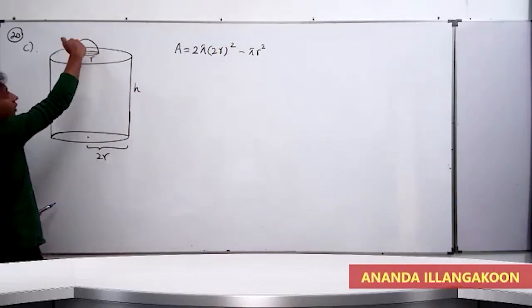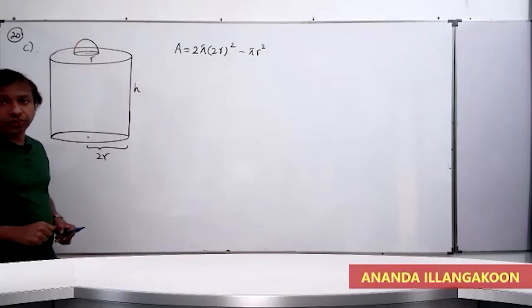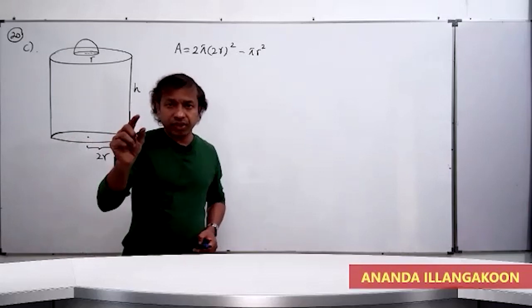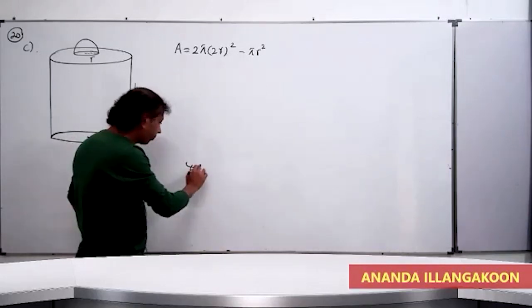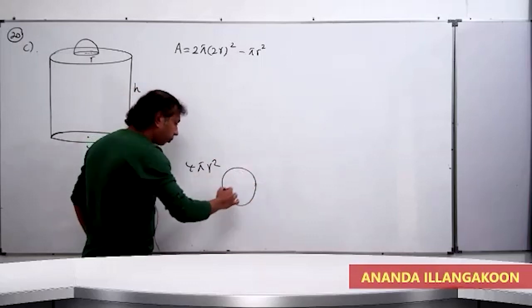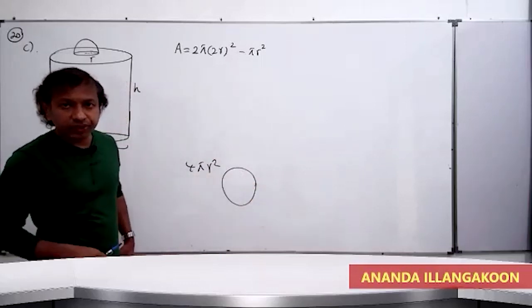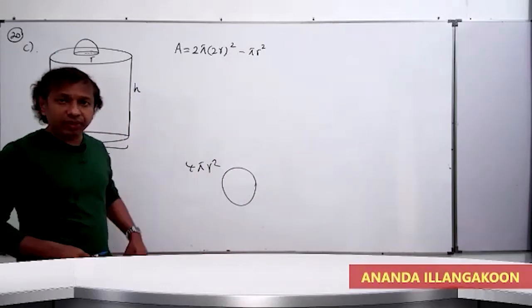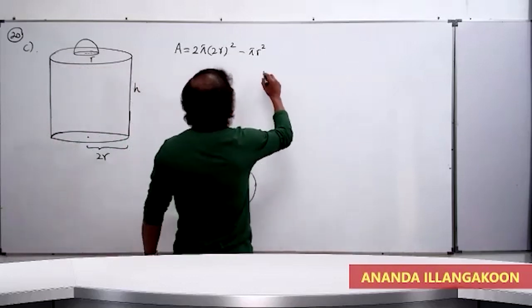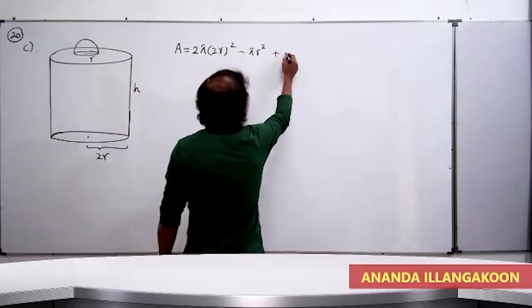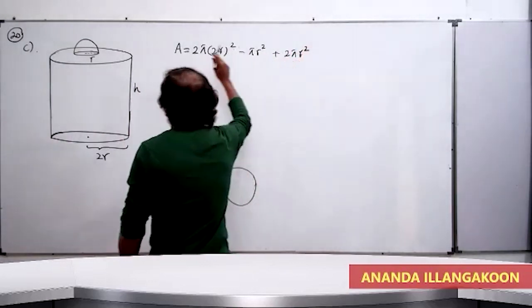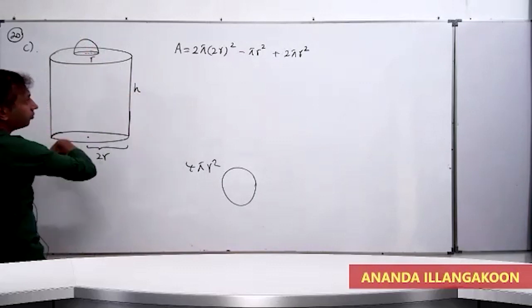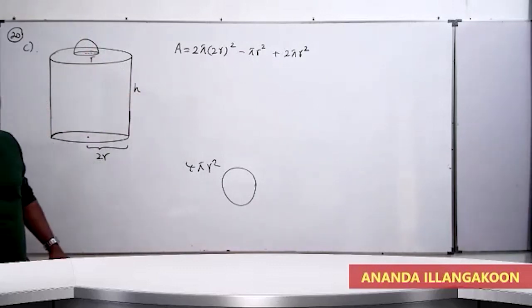Another surface area is available, of this hemisphere. What is the surface area of a sphere? If the radius is r, 4 pi r squared, no? Surface area of a sphere, 4 pi r squared. Then here we have half of that, 2 pi r squared, right? I have to add that, which is the area of this.